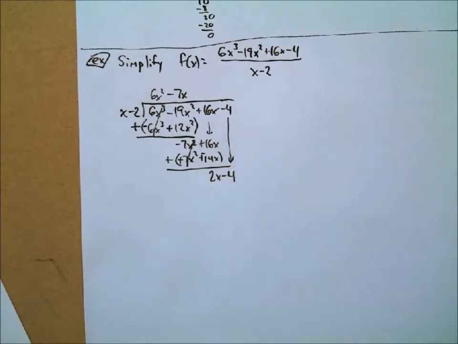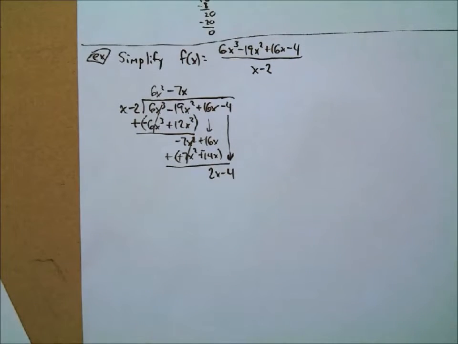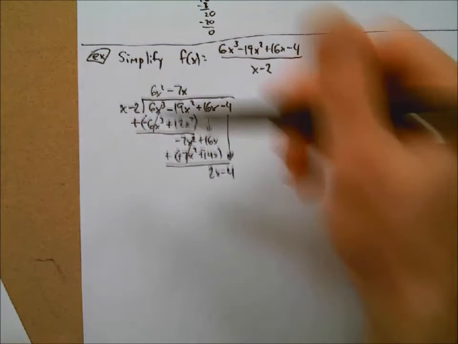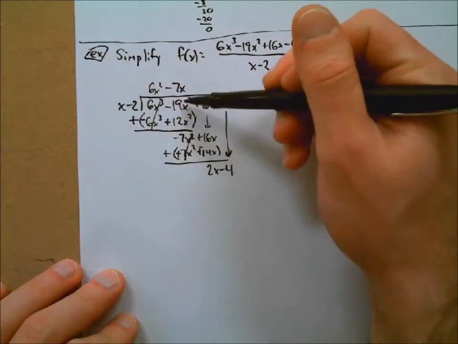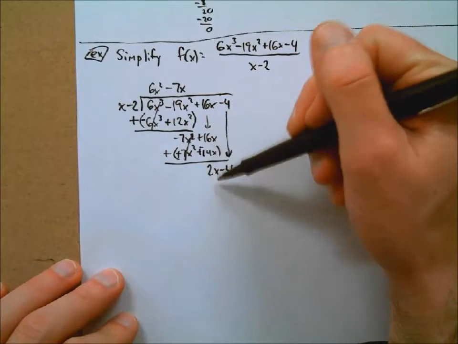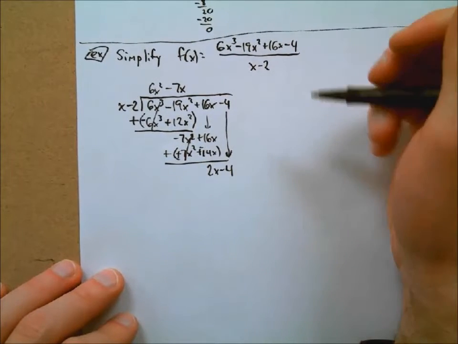It's super helpful here if you can keep things lined up. Ideally, all of your x cubed terms should line up, all of your x squared terms should line up, all of your x terms should line up, and all of your numbers should line up, just like that.